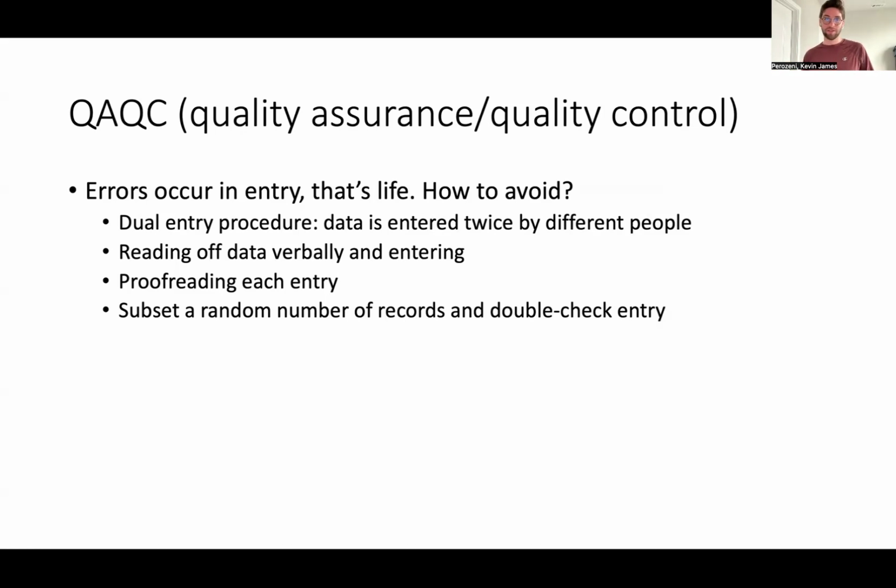And then also subsetting a random number of records and double checking entry. So maybe you have thousands and thousands of records and you have a bunch of different technicians enter data. Maybe you want to swap and make sure they check each other's with just a random number, maybe 50 entries or 25 entries. And if someone pops up with errors, maybe you want to start looking more into their data entry and make sure to proof it a little harder.